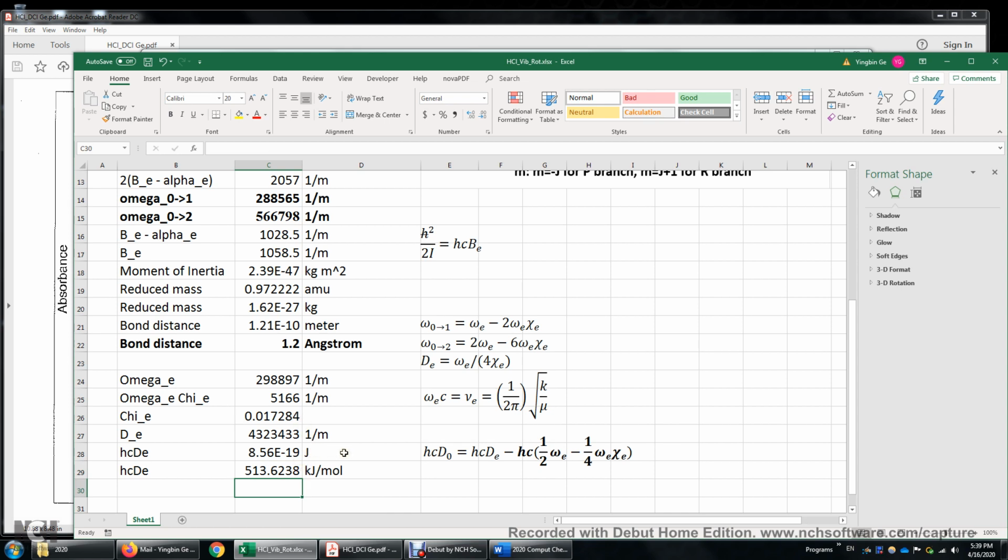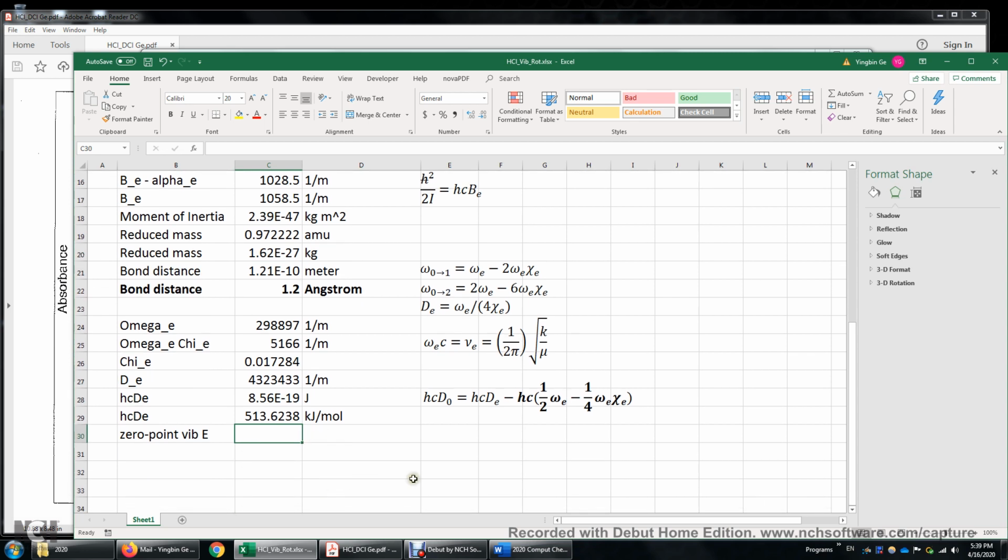Now we have the bond depth. Again, this is the depth of the potential energy well of HCl, but it's not the bond energy. To get the bond energy, we need the zero-point vibration energy. How do we get this? Well, we're going to use this equation.